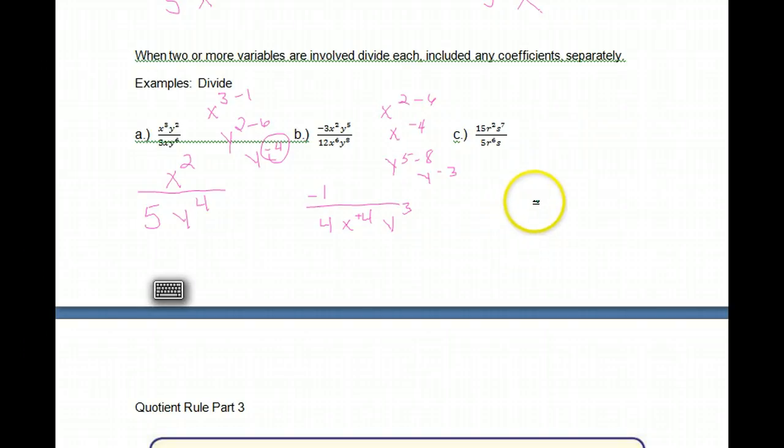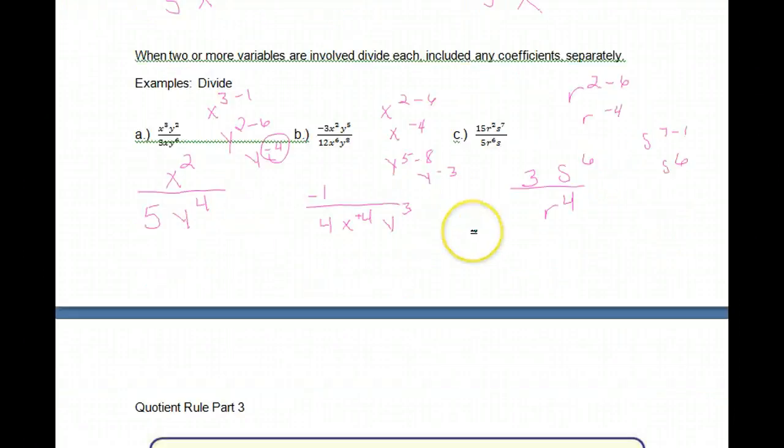And lastly, we have letter C. We have 15r squared s to the 7th over 5r to the 6th s. So we're going to start with our numbers. 15 over 5 makes 3. Then we have r to the 2 minus 6. That makes r to the negative 4. I want to put that in my denominator so that I can write that as a positive 4. And then I have s to the 7 minus 1, which gives me s to the 6th. That can go in my numerator since it has a positive exponent.